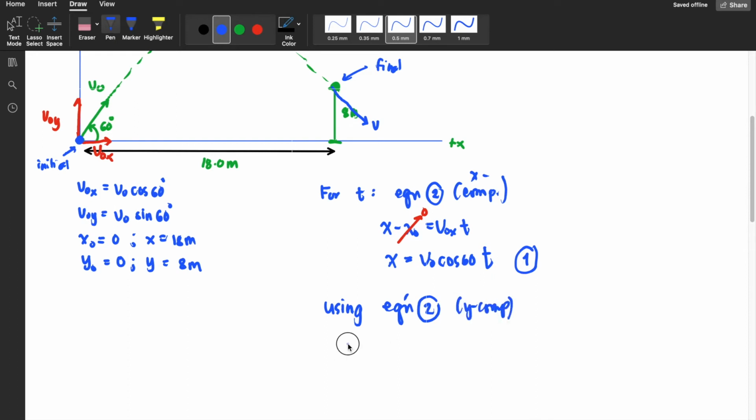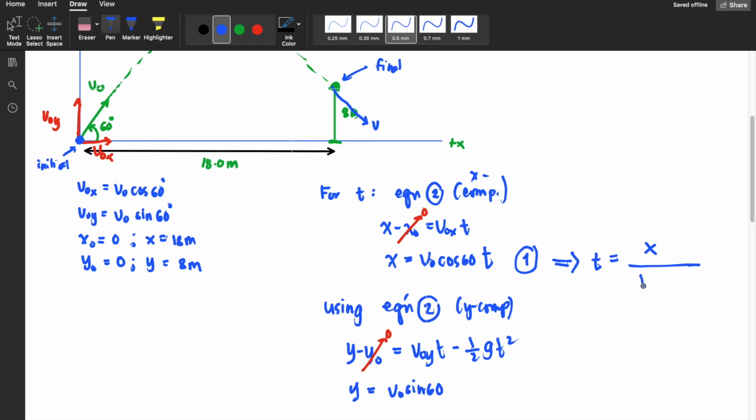So you'll have y minus y sub 0 equals V sub oy t minus 1/2 g t squared. Y has a value of 8 meters, but y sub 0 is simply equal to 0. So you'll have y is equal to, your Voy is equal to V0 sine 60 times time. Again, what is time? We have an expression for time here by manipulating equation 1. Your time is simply equal to x, which is 18, all over V0 cosine 60.